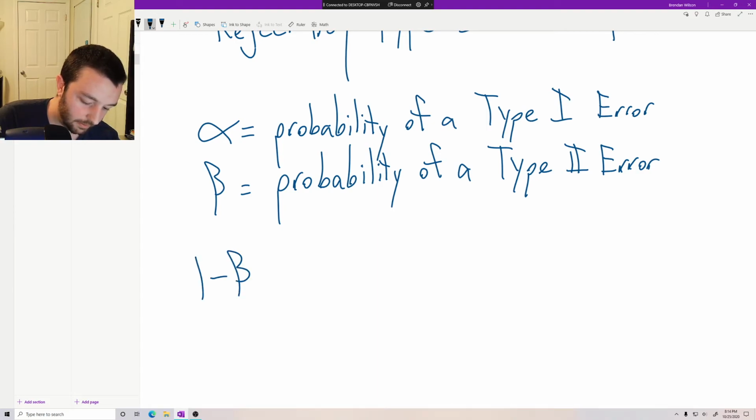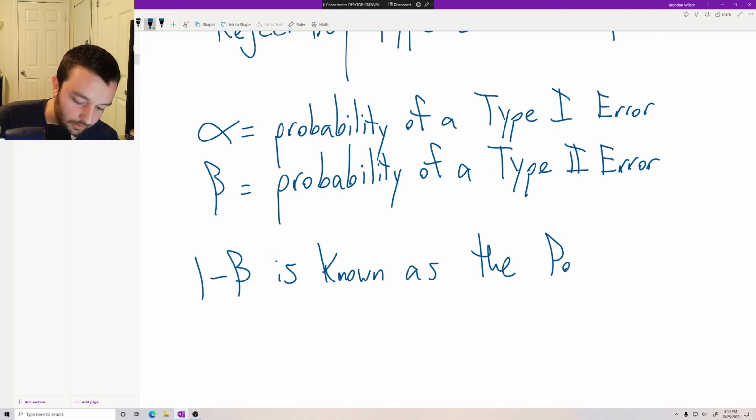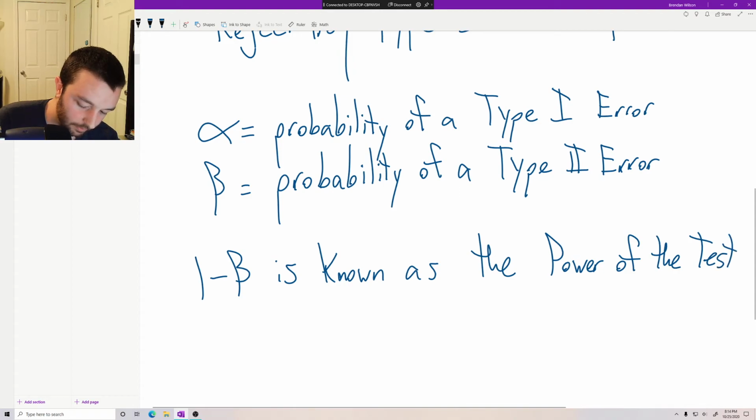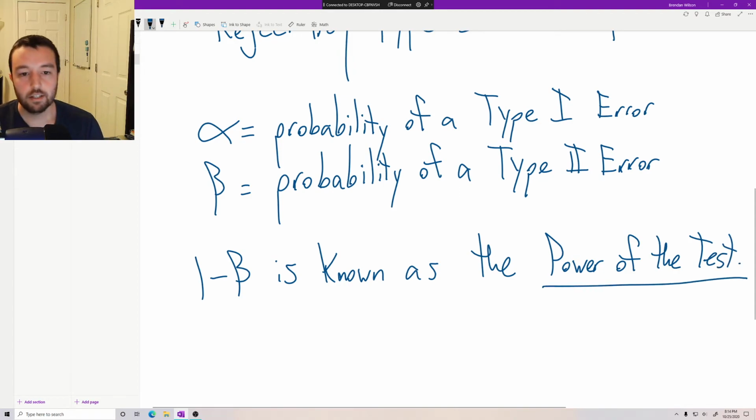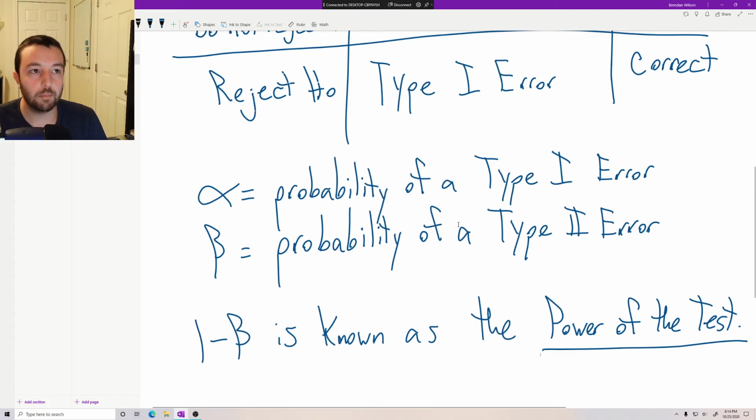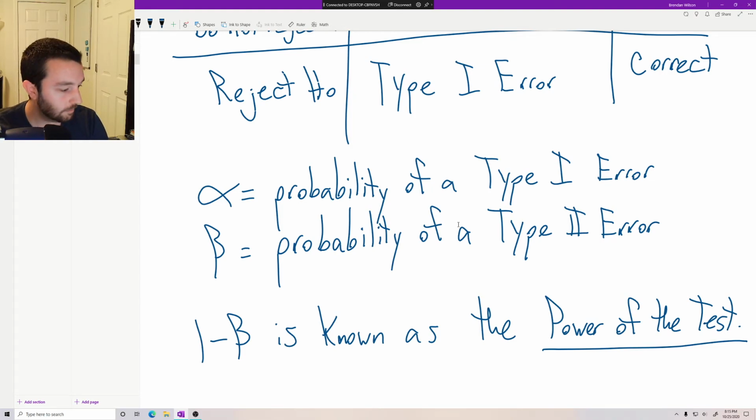1 minus beta is known as the power of the test. Okay. So the power of the hypothesis test is known as 1 minus beta, or 1 minus the probability of a type 2 error. So if the probability of a type 2 error is, say, 2%, then the power of the test is known as 98%. It has a power of 98%, we would say. Okay.